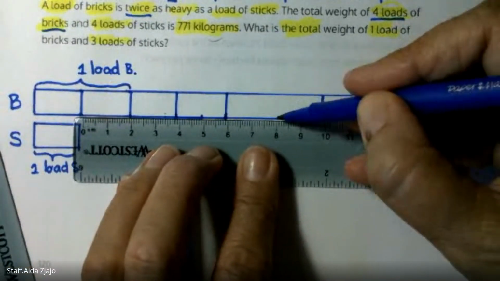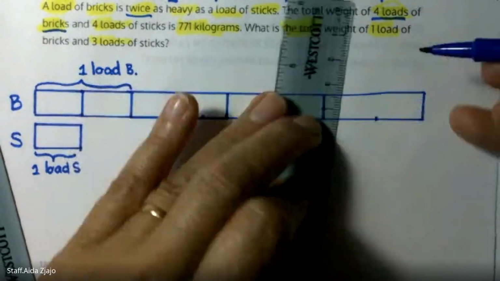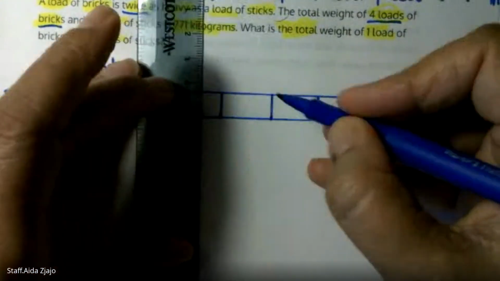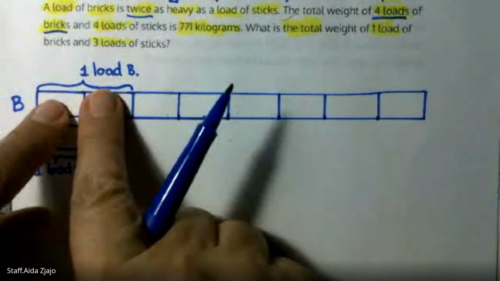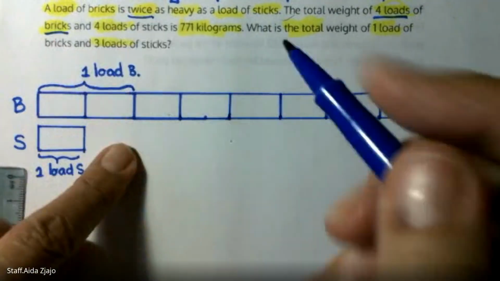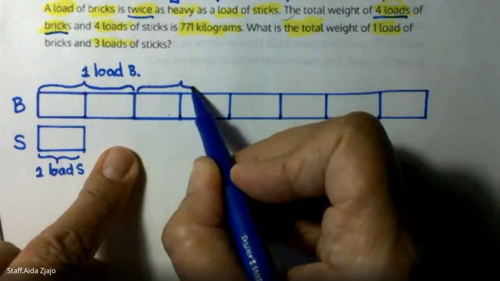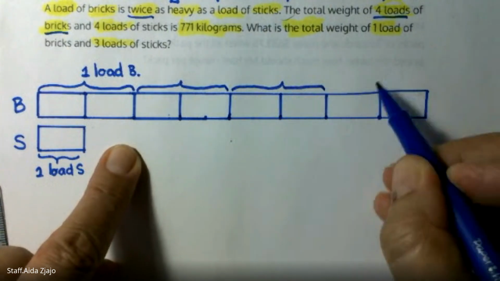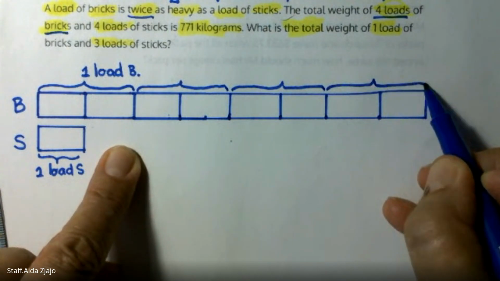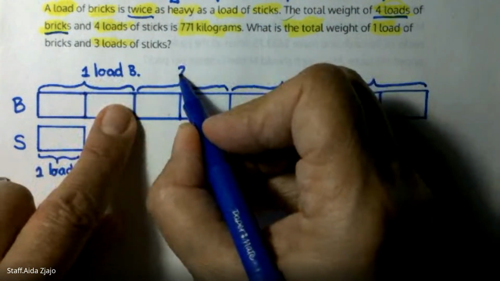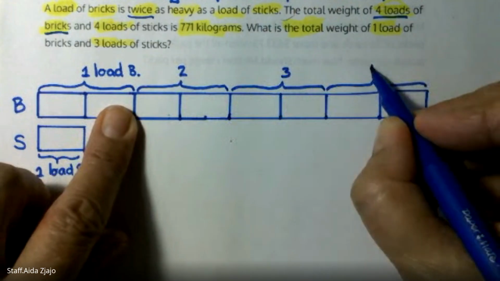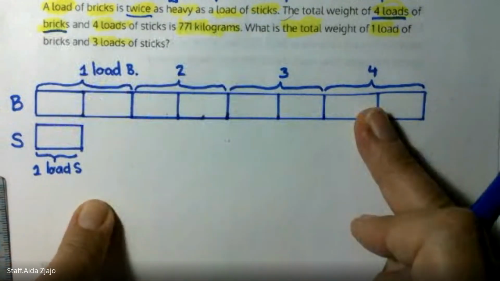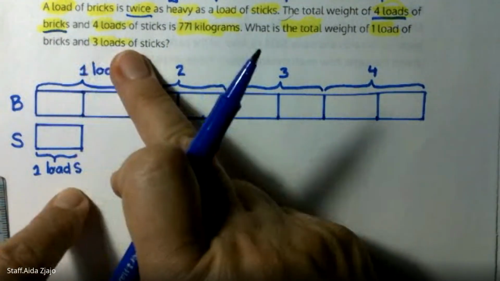I need to cut this into the, because right now 2 parts makes one load. So this is the 2 loads, 3 loads, and this is 4 loads. 1 load, 2 loads, 3 loads, 4 loads. And they said 4 loads of bricks, which we draw, and 3 loads of sticks.